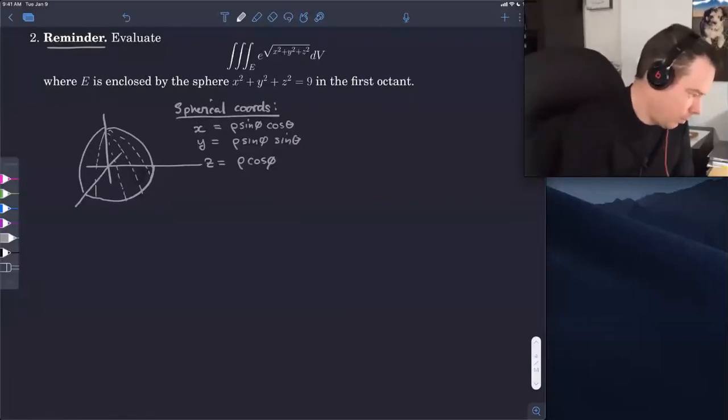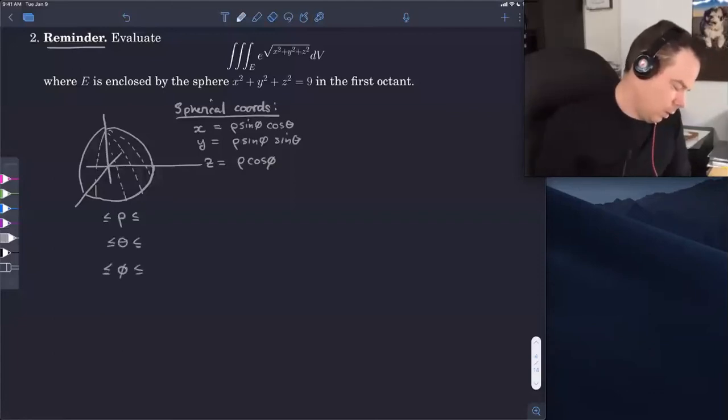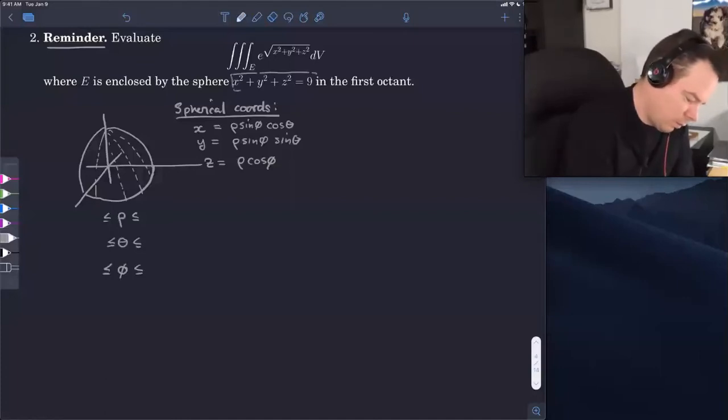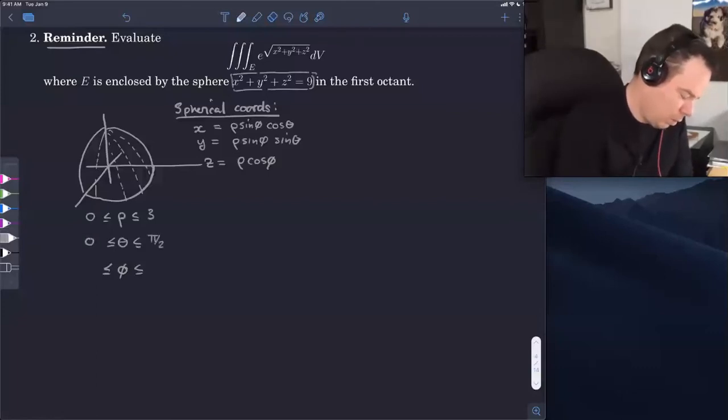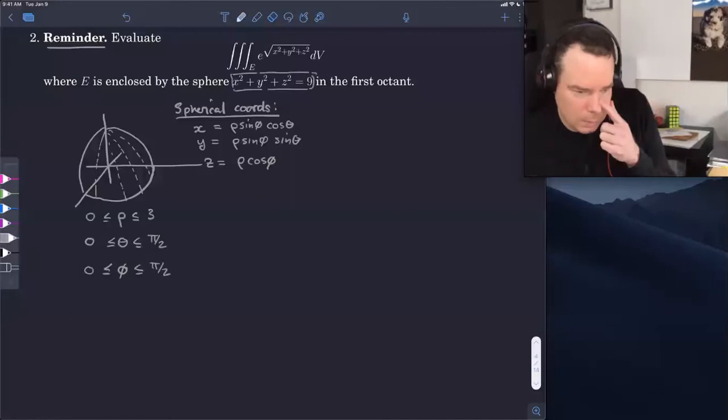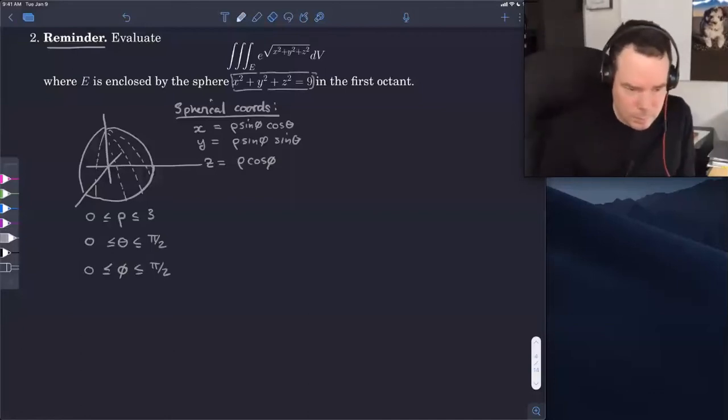What else do we have? We have that theta. So now I want to describe this box. I'll go in the order that we typically list these: rho, theta, and phi. So rho, this is a sphere of radius 3, so rho goes from 0 out to 3. We're in the first octant, so theta goes from 0 to pi by 2, and phi goes from 0 down to pi by 2. So this is our spherical box.